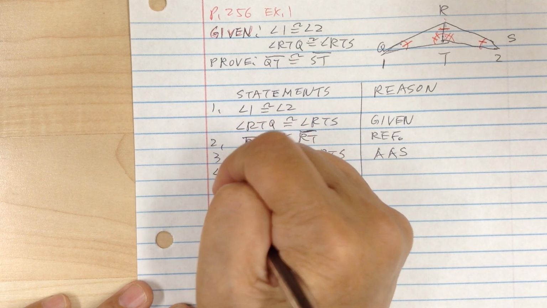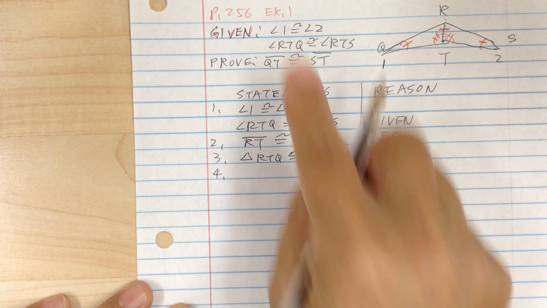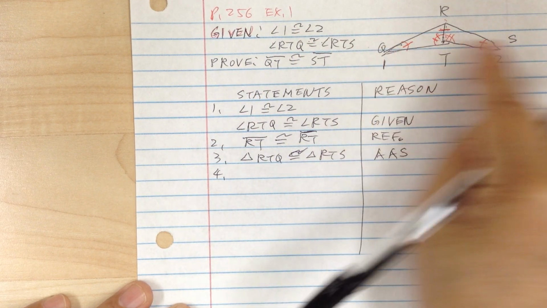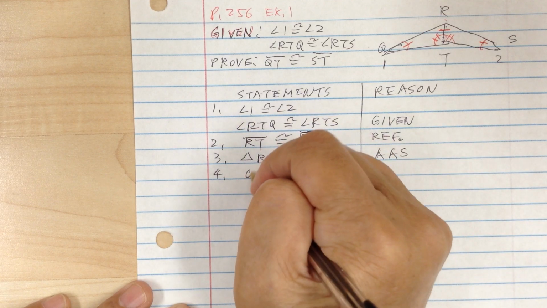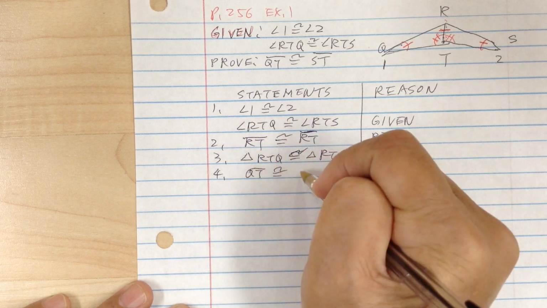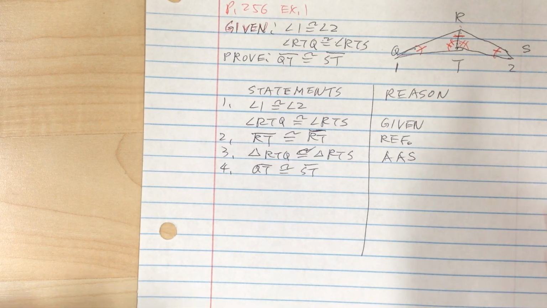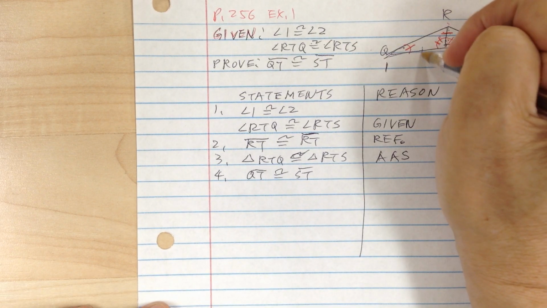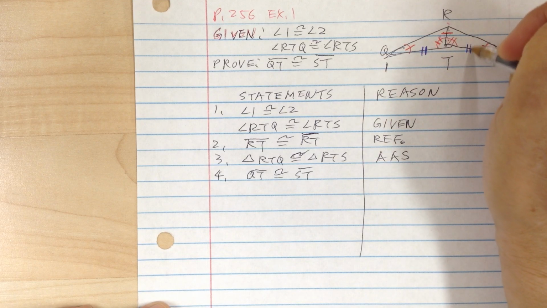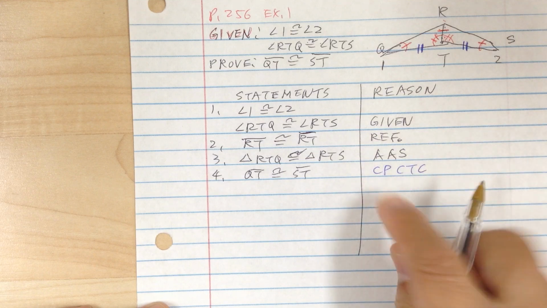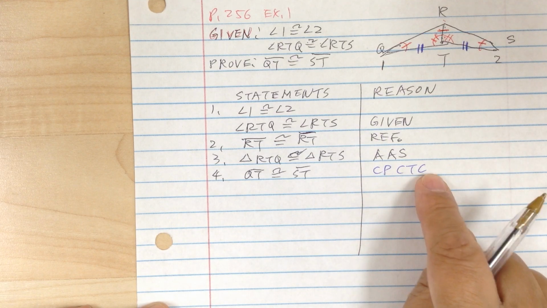Now, the next part is you can use CPCTC. Now you've got two triangles that are congruent, which means all the corresponding parts will be congruent. So now you can say that QT is congruent to ST. You can say the thing that you want to prove. So QT, this right over here, would be congruent to that. And the reason would be CPCTC, corresponding parts of congruent triangles are congruent.